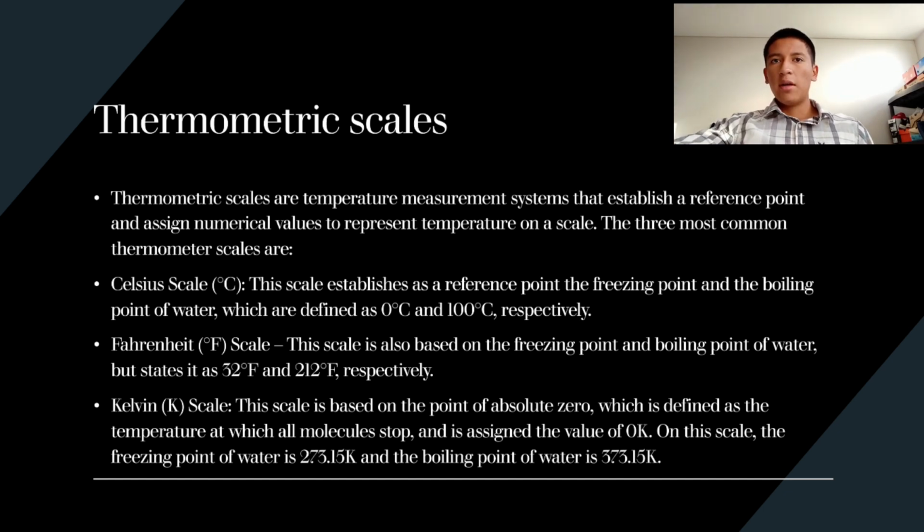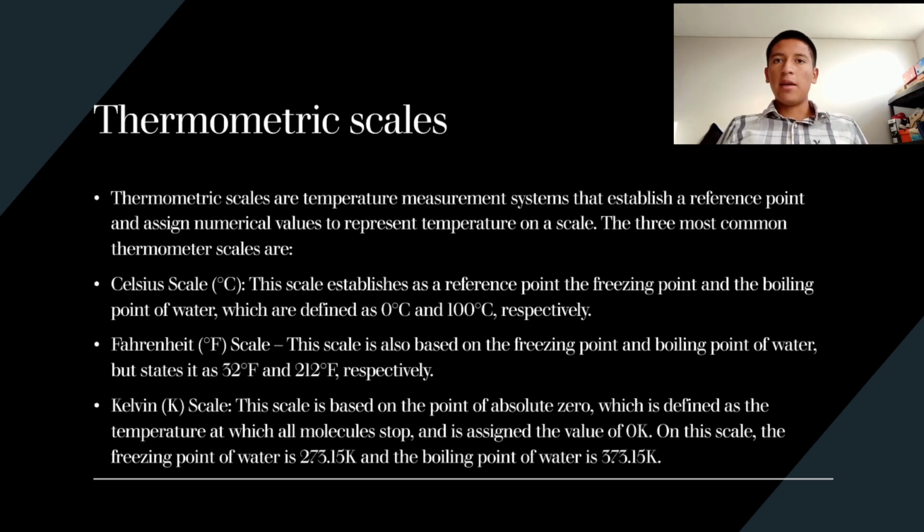some time before. This scale establishes as reference points the freezing point and the boiling point of water, which are defined as 0 Celsius degrees and 100 Celsius degrees respectively. Then the Fahrenheit scale. This scale is also based on the freezing and boiling points of water, but it sets them at 32 Fahrenheit degrees and 212 Fahrenheit degrees respectively.